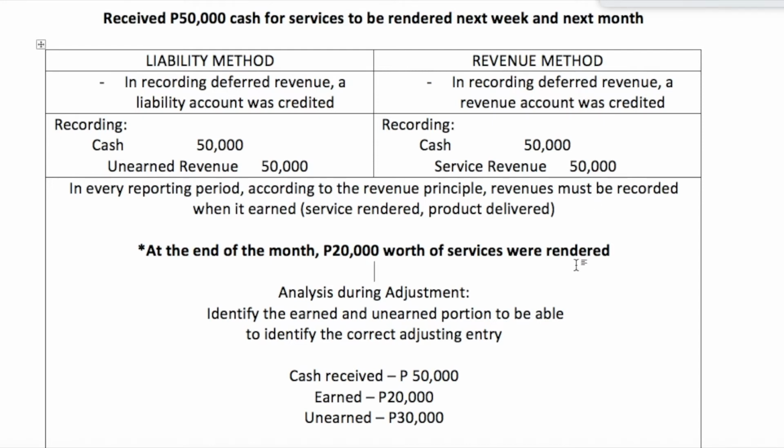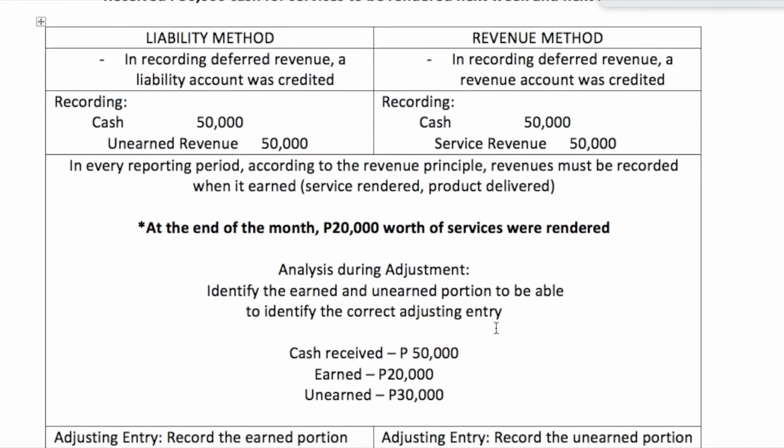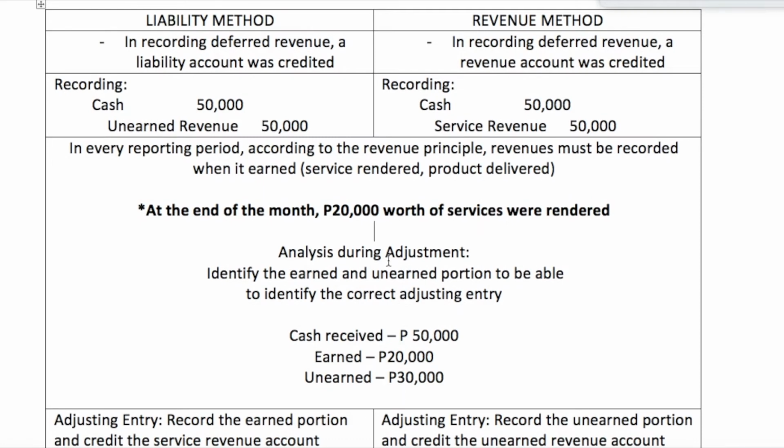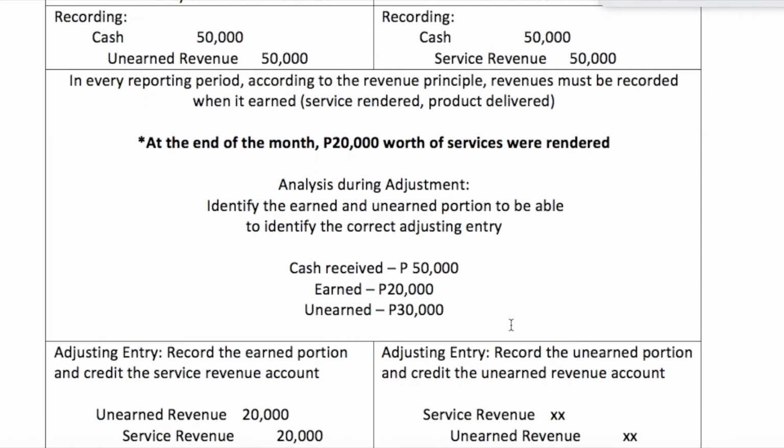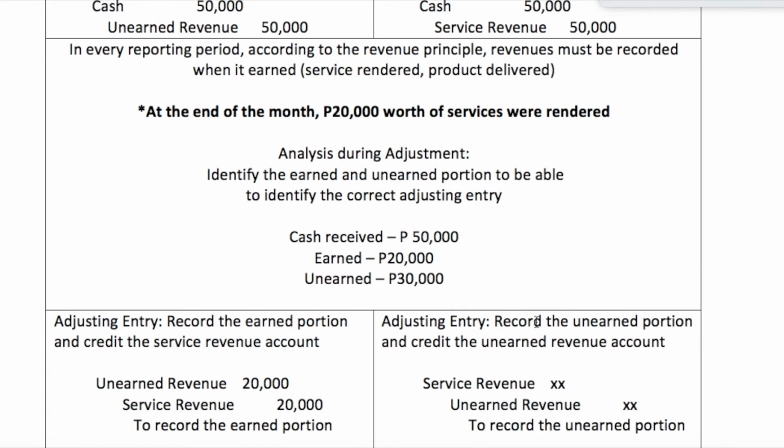Let's say the same at the end of the month, 20,000 worth of services were rendered. Again, you still have to do the same: identify the earned and the unearned portion. Now, if you are using the revenue method, what you will record is the unearned portion. So this will be your amount, 30,000.